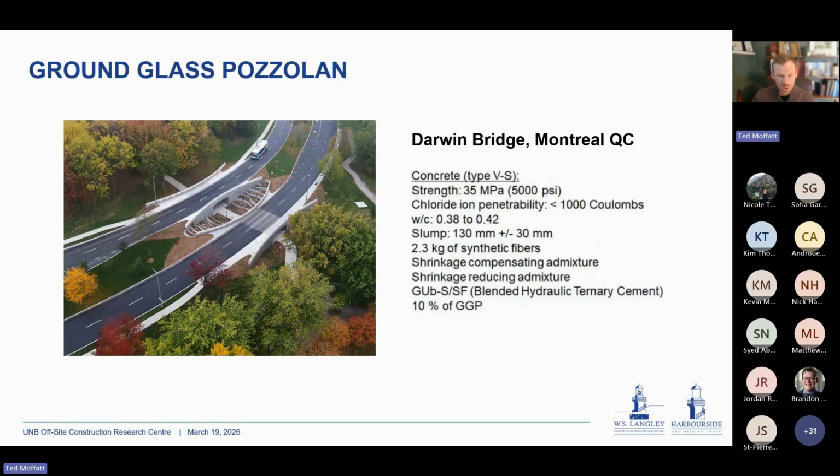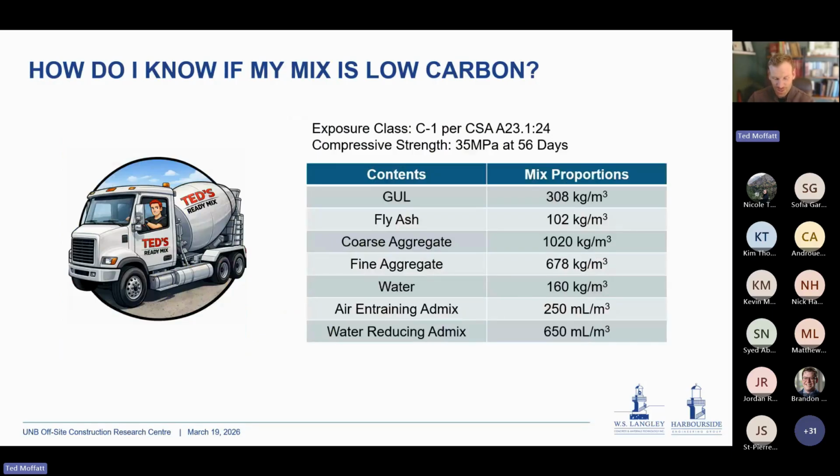All right, so moving on to how do I know if a given mix is low carbon? We're going to pretend that my name's Ted, and that I own and operate a ready mix plant in Fredericton, New Brunswick, and I have this theoretical mix. A lot of the work I do is developing theoretical mixes and working with suppliers across the country, developing mixes on a daily basis for various people. We'll call it a theoretical mix that achieves an exposure class of C1, compressive strength of 35 MPa at 56 days. This mix contains GUL, Portland limestone cement, and fly ash, with locally sourced coarse aggregate, fine aggregate, water cementing ratio less than 0.4, and typical admixture dosages for air, because this concrete is exposed to freeze-thaw, and a water reducing admixture.